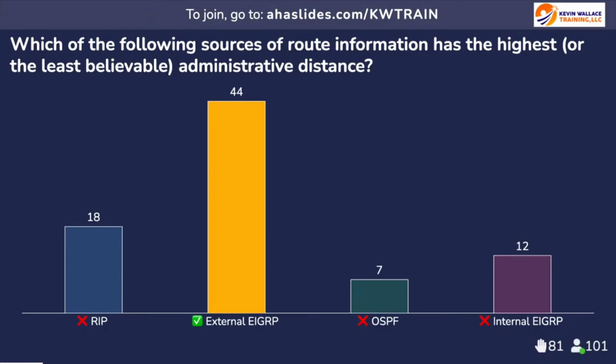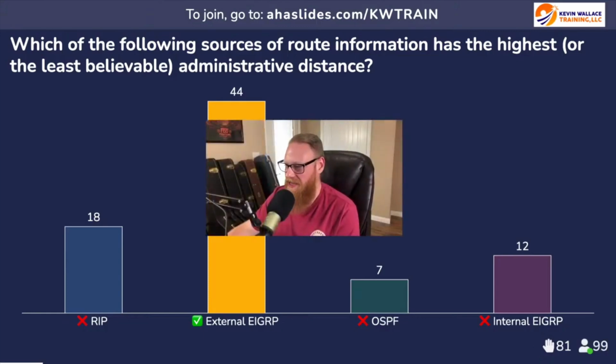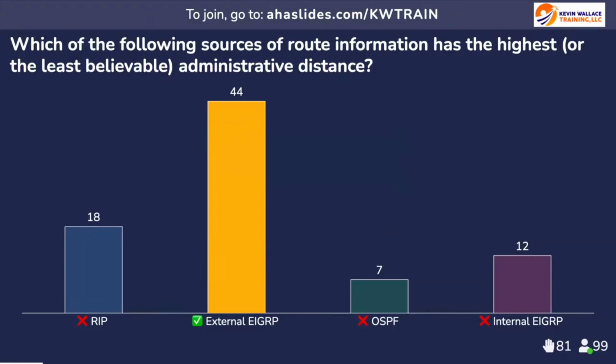And the time is up. As you can see, the correct answer is external EIGRP. It looks like that was the largest consensus as well. So great job on that one.